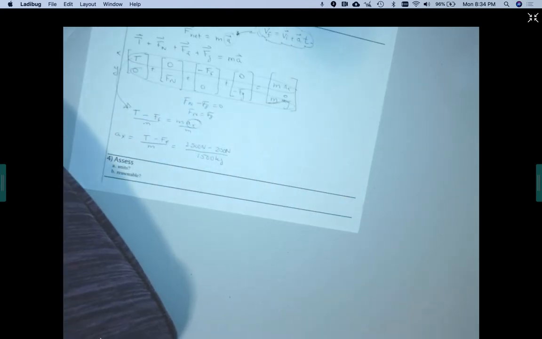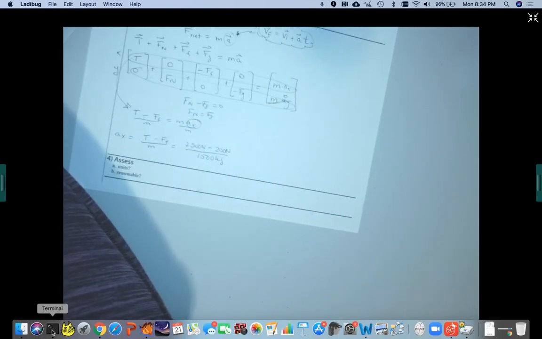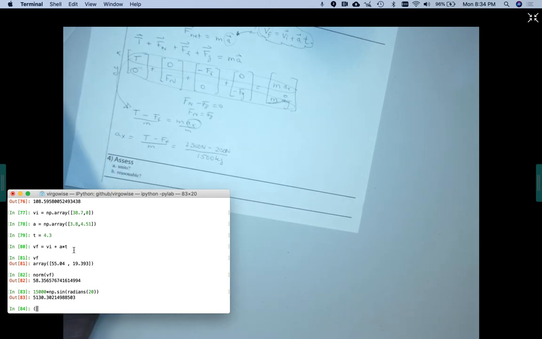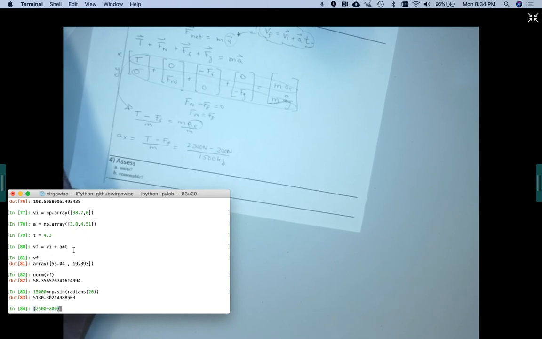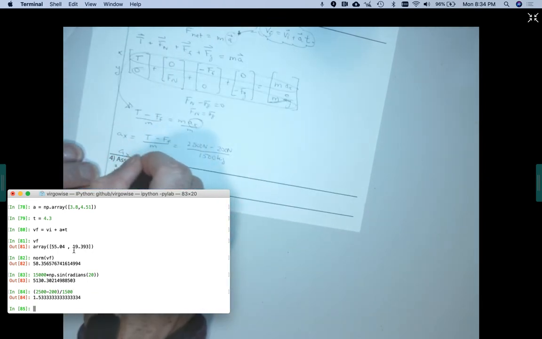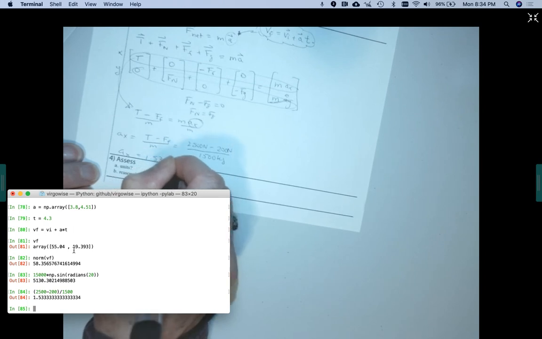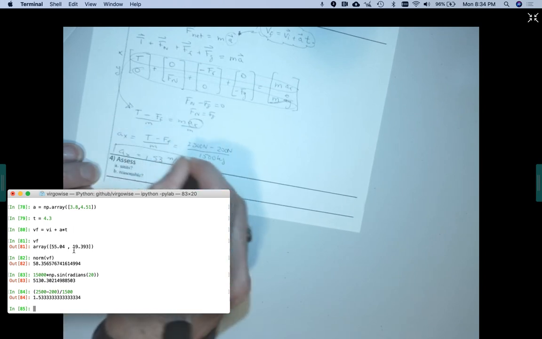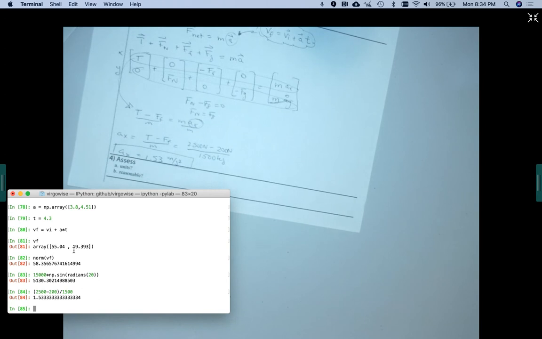I did not calculate that. Let's do that quick. So we have 2,500 minus 200 divided by 1,500. I get the acceleration in the x direction is 1.53 meters per second squared. All right. So now we can go to kinematics. This is what we've done before.